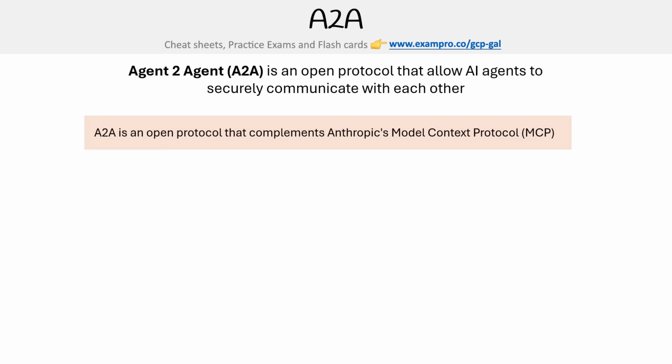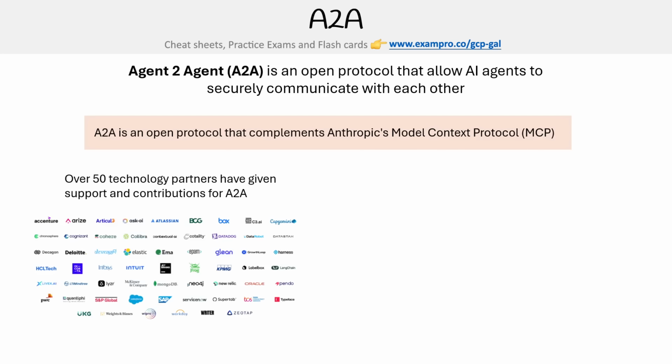So these two, a lot of people think are competitors. They're not. They do different things, where A2A is about agent-to-agent communication. Model Context Protocol is about external systems contacting a model, so it doesn't have the same level of sophistication about coordinating two agents communicating. But anyway, there's over 50 technology partners that have given support and contributions for A2A.